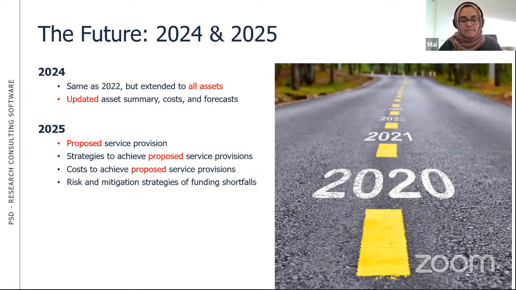And with those changes, whether it's an increase or a decrease, municipalities have to show that they can actually sustain these changes. So from a strategy standpoint and from a cost standpoint, municipalities have to prove that they can actually sustain these changes. And they also have to put risk mitigation strategies in place in case there are funding shortfalls. So really the province is looking at municipalities being accountable for the level of service that they're providing, being accountable for the changes that they are implementing in their levels of service.